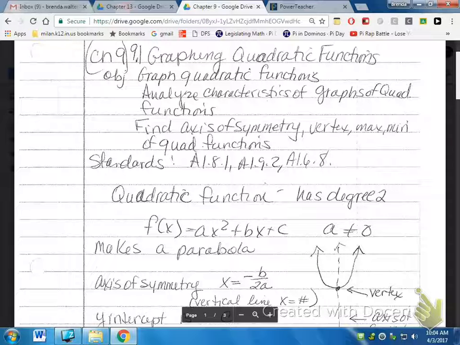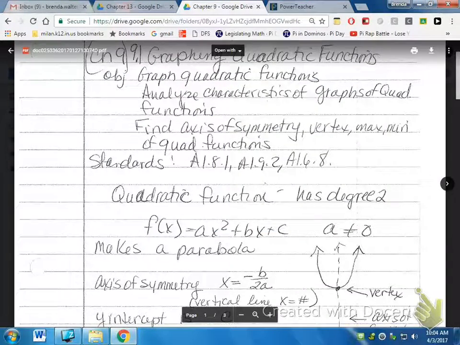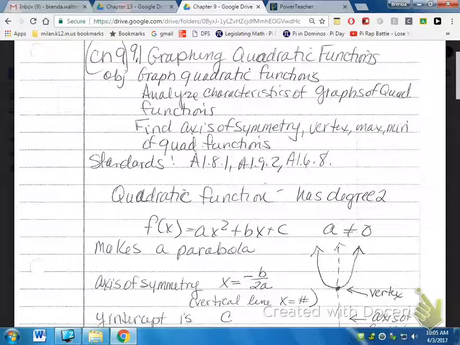So part of the objective is to graph the quadratic functions, but it's also to analyze characteristics of graphs of quadratic functions, find what's called the axis of symmetry, the vertex, the max and mins of quadratic functions. So that's a lot of new vocabulary, a lot of new things for us to cover here at the beginning of Chapter 9. The standards are Algebra 1, 8.1, 9.2, and also 6.8.